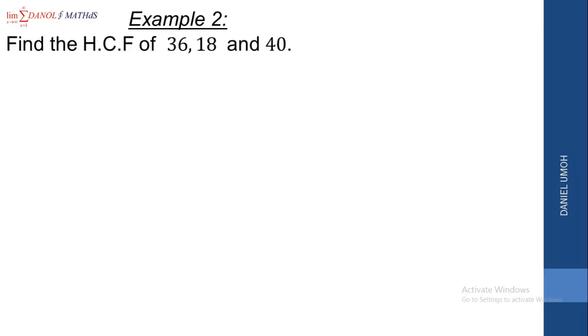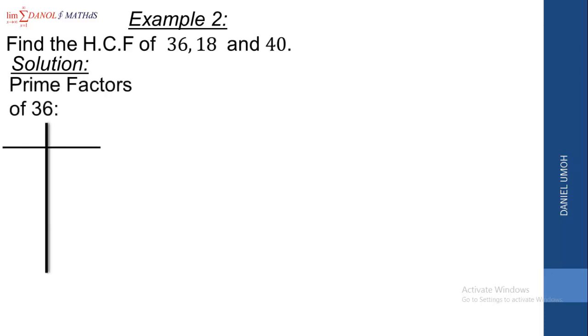Okay. Let's give you another example. Example 2. Here we are going to find the HCF of 3 numbers. The question says, find the HCF of 36, 18, and 40. Okay, solution. We are now going to find the prime factors of each of the numbers, check for the common factors, multiply them out, and get the HCF as we did last.